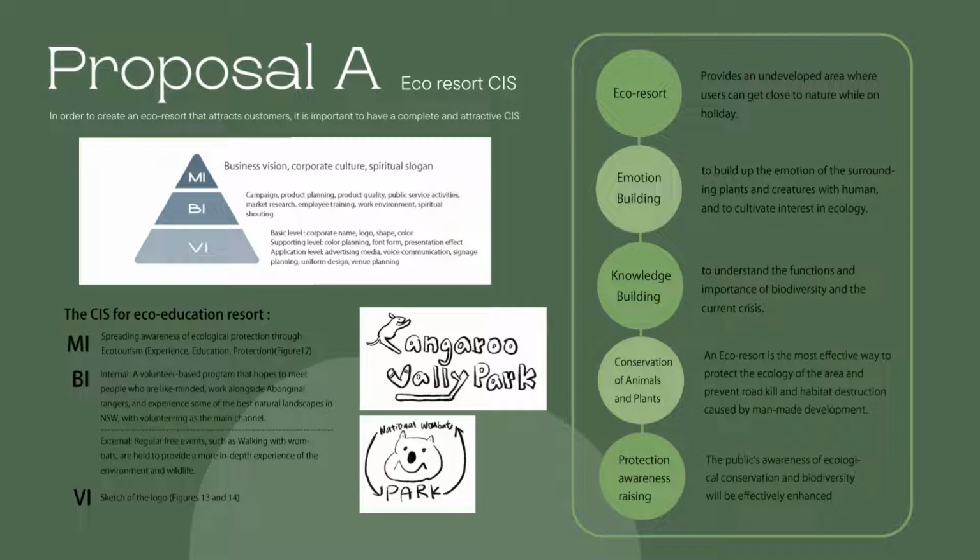The first proposal is to design a CIS that belongs to the eco-resort. In the icon design part, because it is going to be set in Sydney, Australia, the icon that I want to use is mainly a kangaroo or wombat. Having a complete CIS in the subsequent promotion and implementation steps can let potential users know more about us. Disney is so successful also because of their complete CIS.